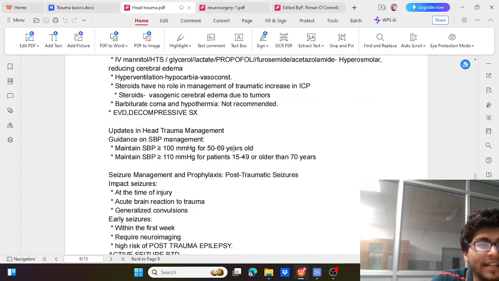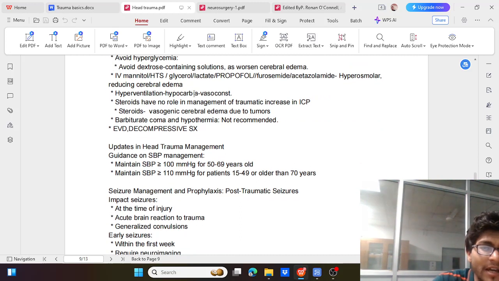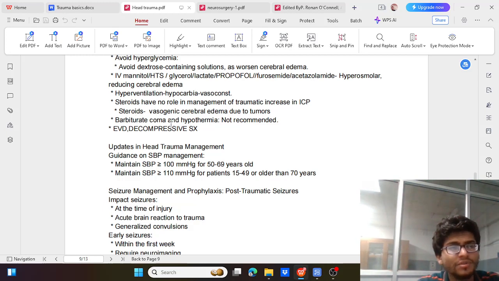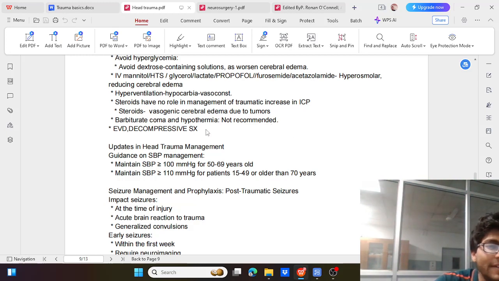Then we don't have any role of steroids in head injury. It was earlier used, but now it is not used. So always make a note of that. There is no role of steroids in traumatic increase of ICP. Steroids are used in vasogenic edema due to brain tumors. So the cerebral edema is vasogenic in brain tumors, and in that case we use steroids. Earlier, we also used barbiturates and hypothermia, which are not now recommended. So you can leave it.